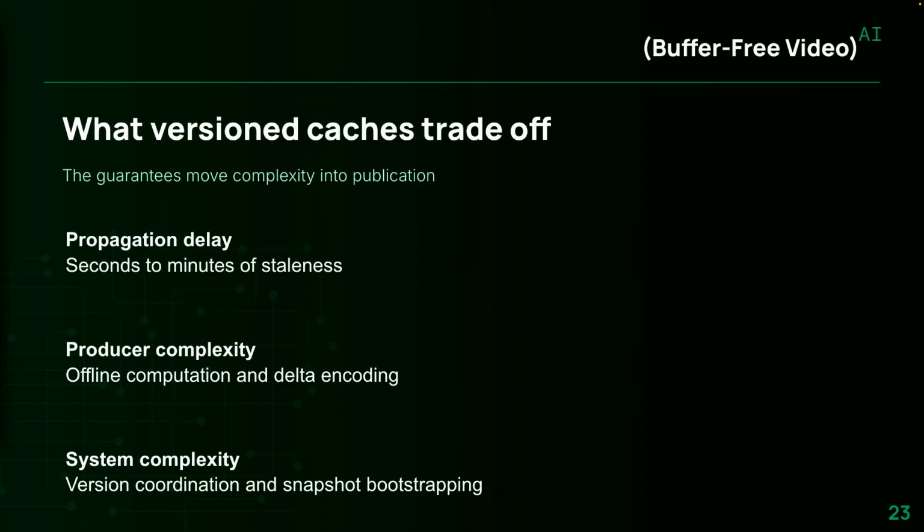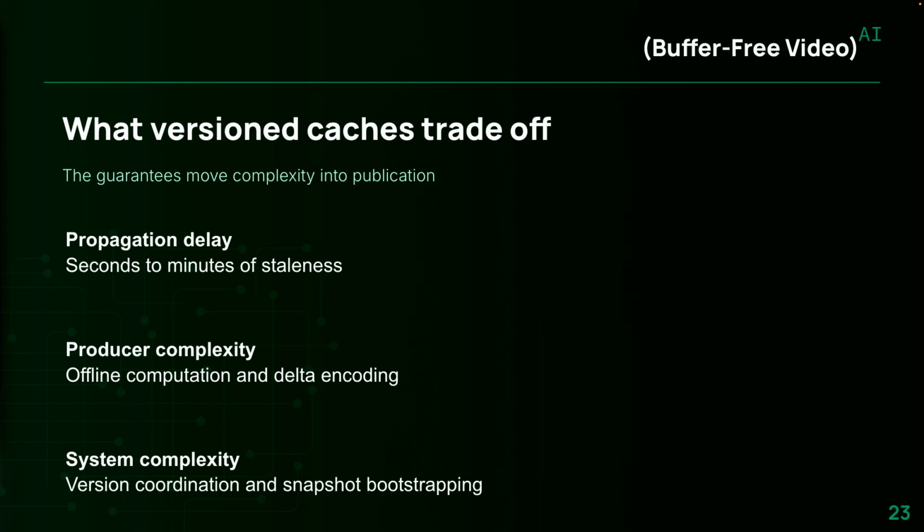So it doesn't come for free. The trade-offs are: propagation delay is a big one. So if the use cases allow for seconds to minutes to hours between when a producer writes and when a consumer needs to see those writes, that works. But if you need real-time mutable record level access at high throughput, then this is not your paradigm. And producer complexity and system complexity, like for building things like version coordination and snapshot bootstrapping, are real costs too, but engineerable.